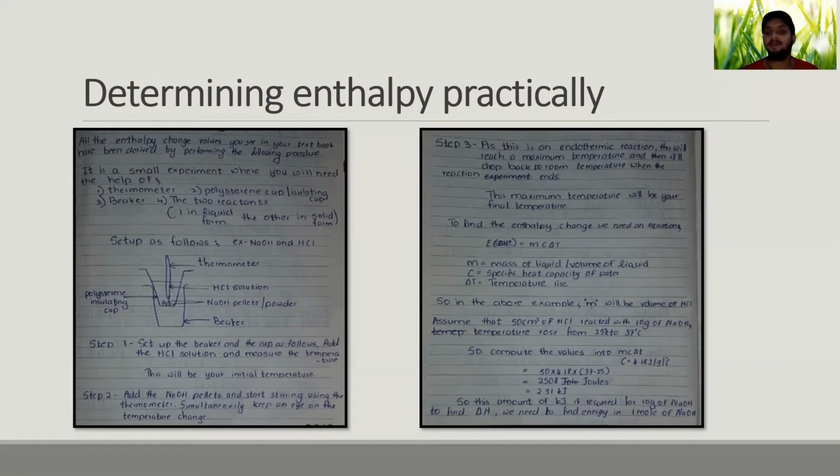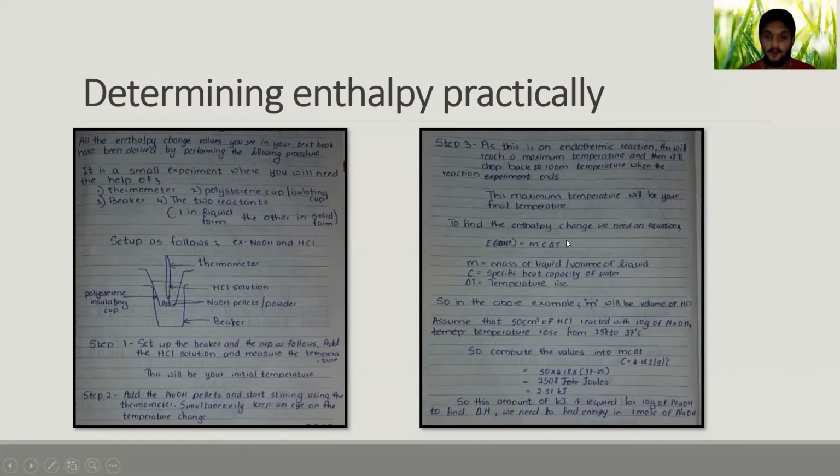So are we done? No, because our aim here is to find the energy. What we have done so far is find the temperature change. How are we going to relate this temperature change to the energy that we want? We use this equation: E equals mc delta T.